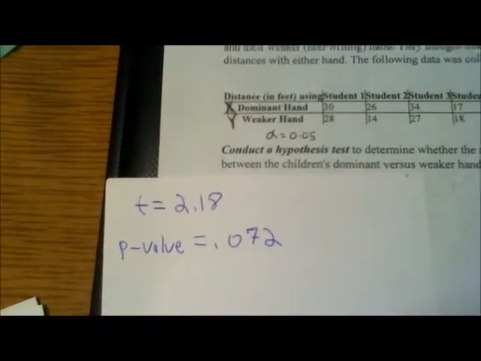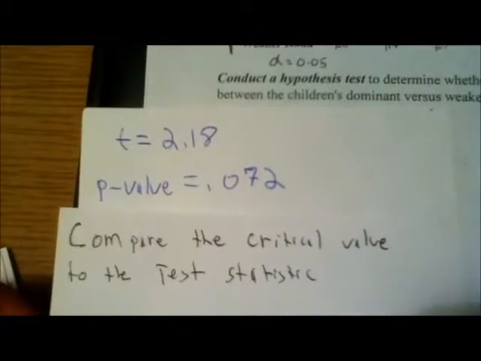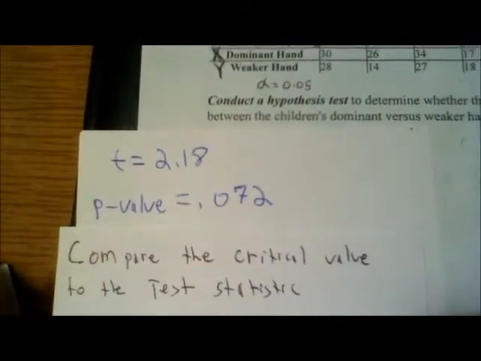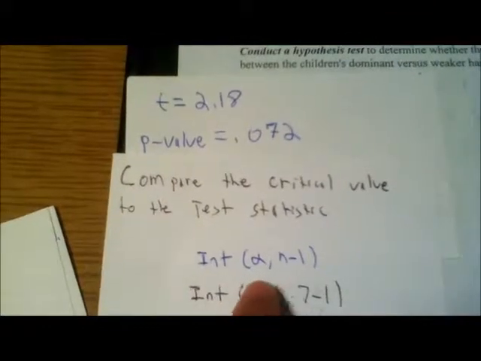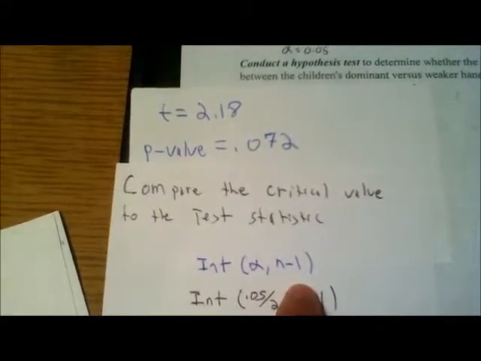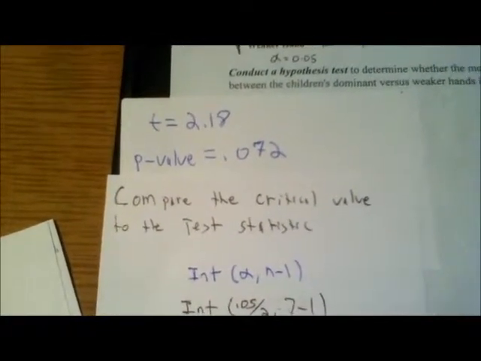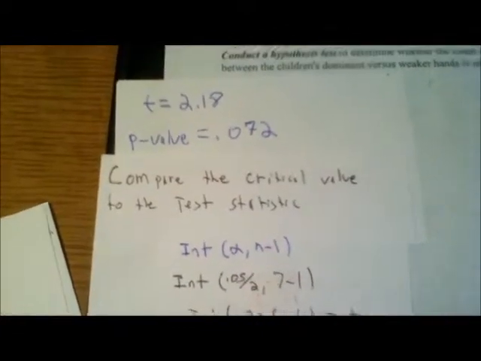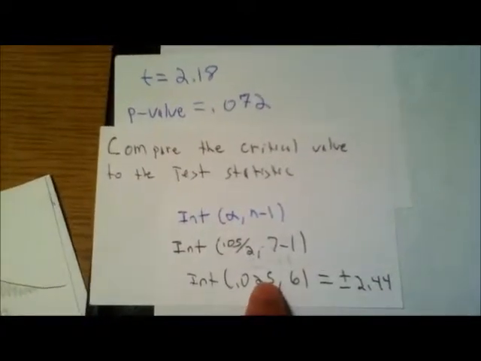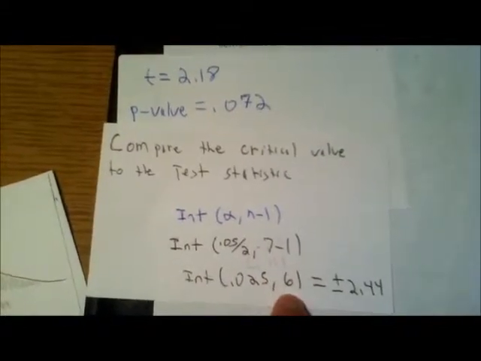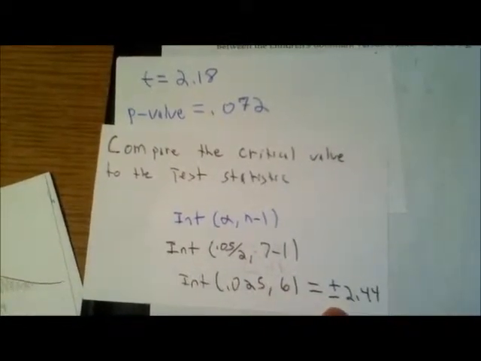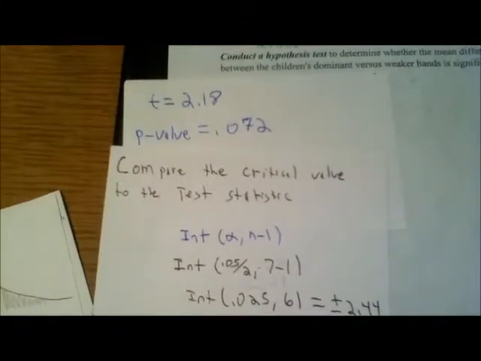First, we can do so by using the classical approach, by comparing the critical value to the test statistic, in which case your alpha is 0.05. You want to use the formula invT with alpha and sample size minus 1. Since this is a two-tailed test, you want to divide your alpha by 2, which gives you 0.025. Your sample size is 7, and you subtract 1, which gives you 6. When you calculate this, you get plus or minus 2.44, because it is a two-tailed test.